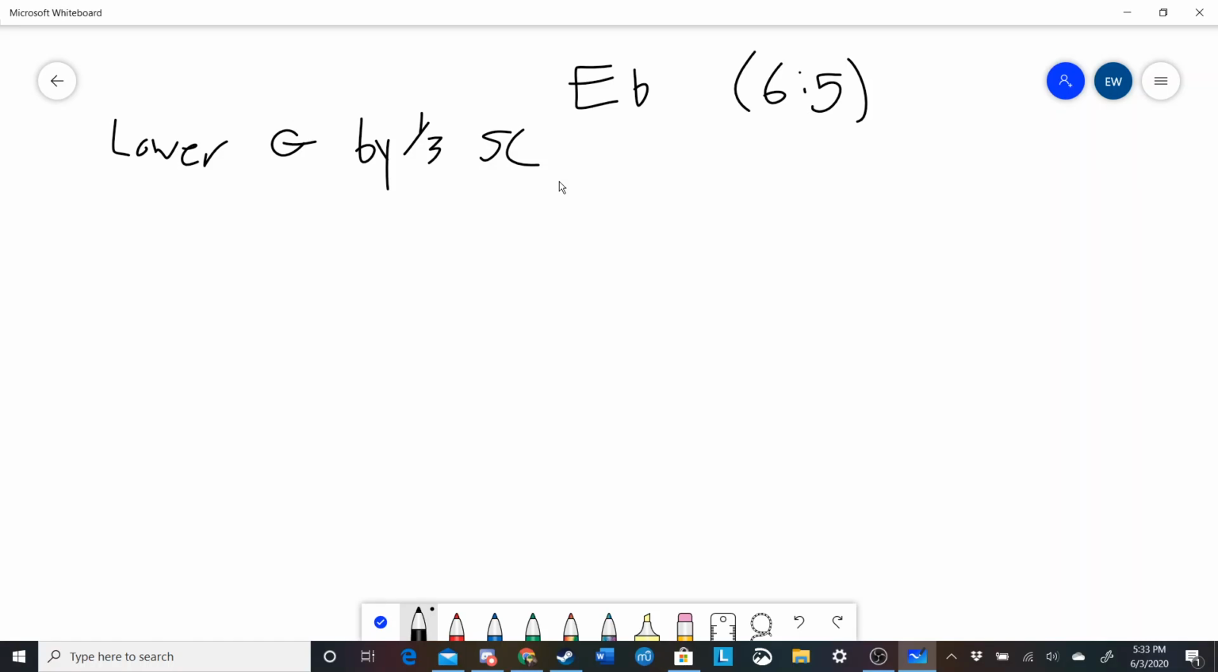So if we stacked fifths, sorry, my bad, it's not E flat that we want to be 6:5. It's actually the A to C that is going to be 6:5, C to A. So we want basically the minor third that you get from A to C to be in tune, not C to G, E flat. So how does lowering the G by 1/3 of a syntonic comma help us?